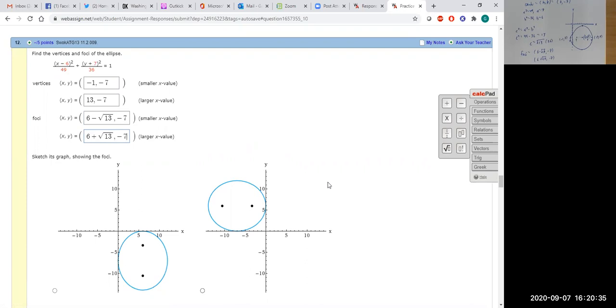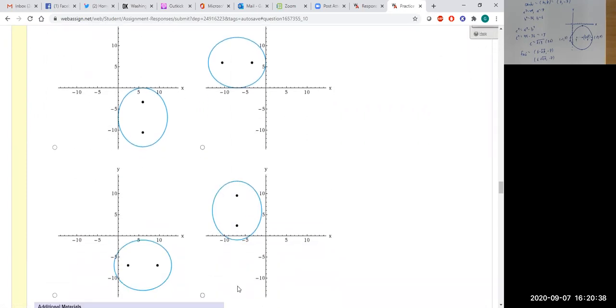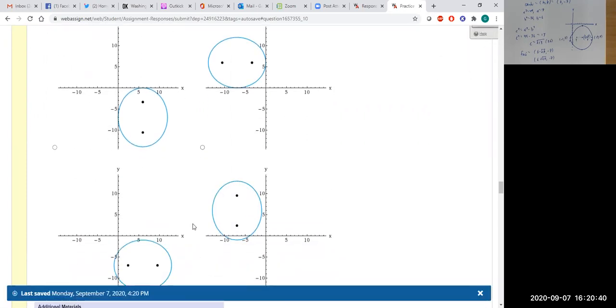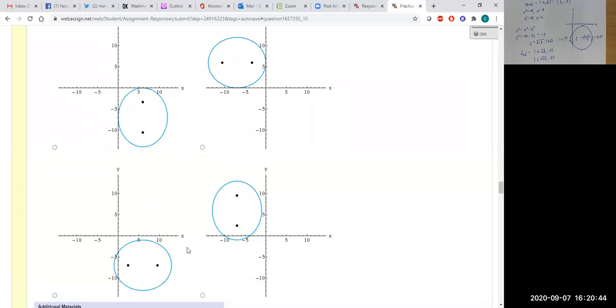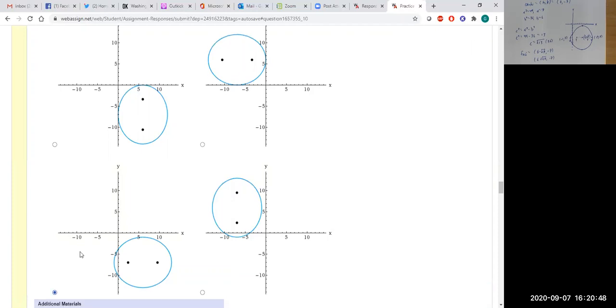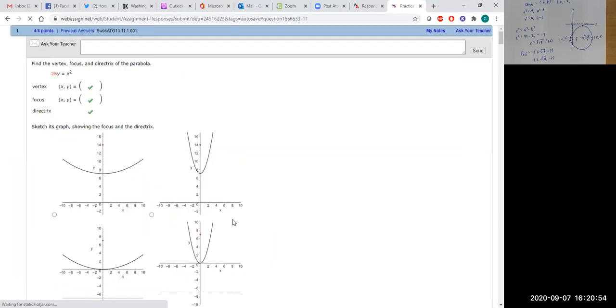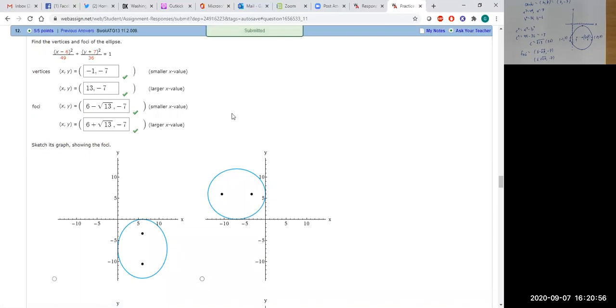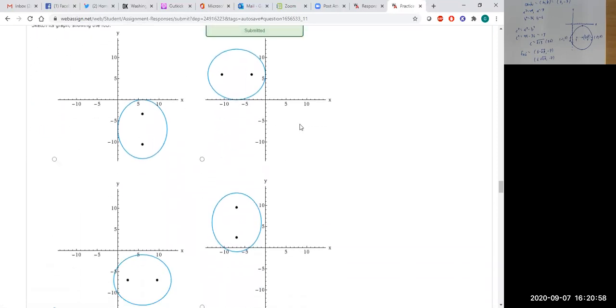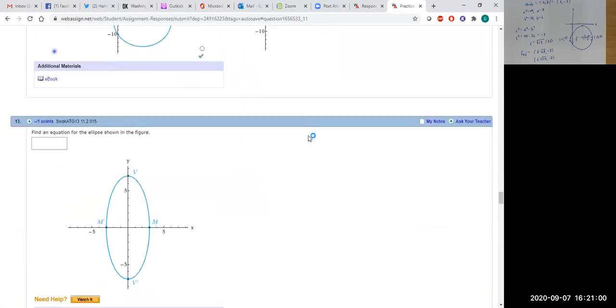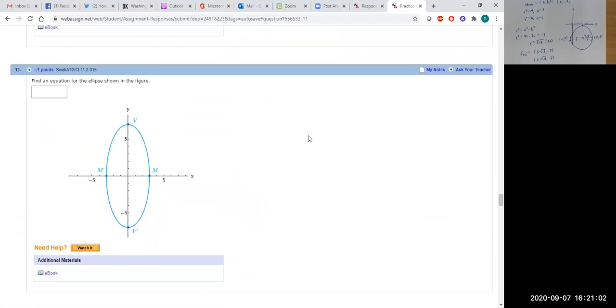-7. Now, as graphs go, here it's a little more clear because it's got to be one of these two, but you can see this one is a left or a right. So I'm pretty sure it's going to be this one right here. All right, I see all green checks. That's good. All right, different kind of problem.